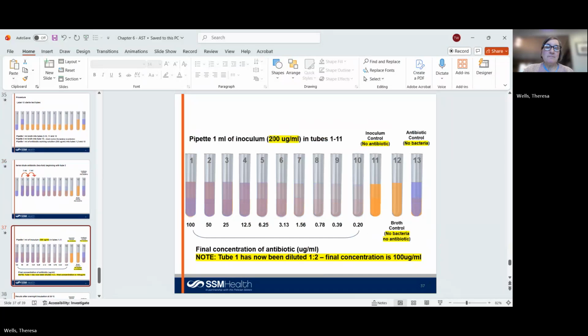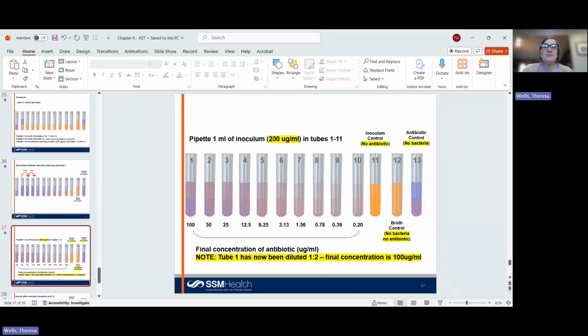So the problem is that the initial PowerPoint you were given didn't take into account that by adding this mil of inoculum, you've now diluted the initial concentration of antibiotic. We've halved it, because now we have a total volume that's double where we started. So we started with 200 micrograms per mil in tube 1. The final concentration in tube 1 has now been diluted 1 to 2, so it's 100, and so forth. Each concentration of antibiotic has been corrected and halved.